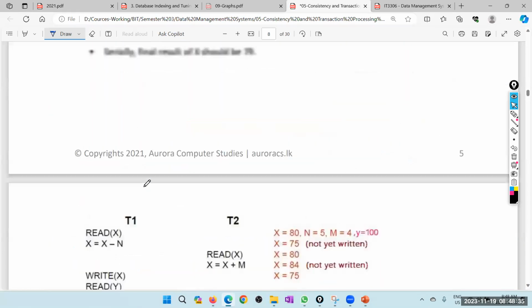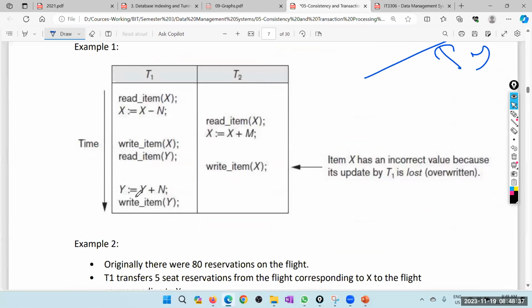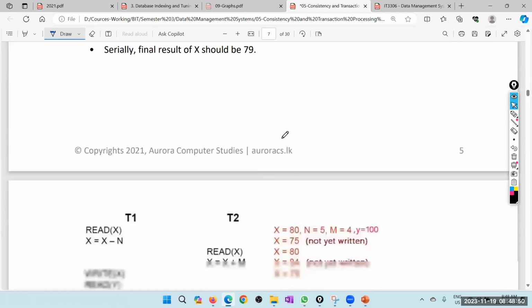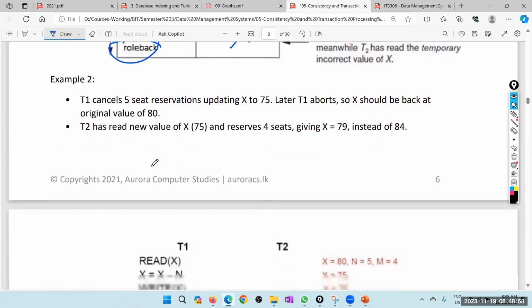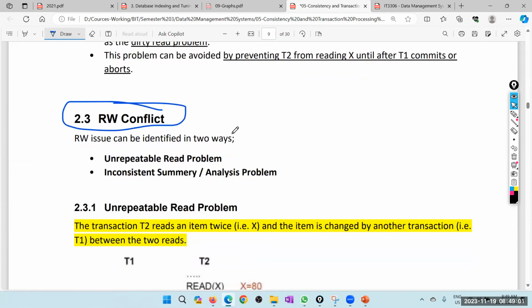For example, the first one is also possible conflict because if this transaction is, or if this transaction is rolled back, it is not a conflict. But if both are committed, it is a conflict. Okay. So here, if both are committed, it is not a conflict. But if first one is rolled back, it is a conflict. Right. So now we move on to read write possible conflict.